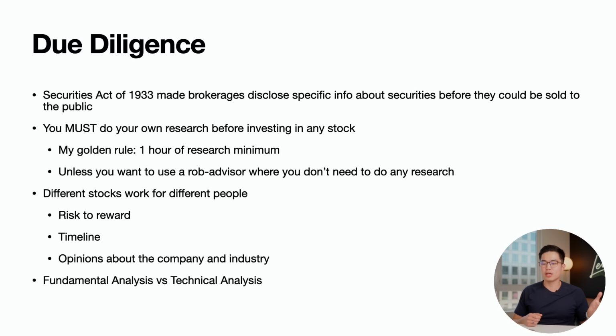Anytime you're investing in a stock, you absolutely need to do your own research, right? The Securities Act of 1933 made it so that brokerages have to disclose specific information about securities before they can be sold to the public. This is like the first level of due diligence. It's from the brokerage, and it means that there are probably not going to be any phony companies out there in the stock market for you to buy.